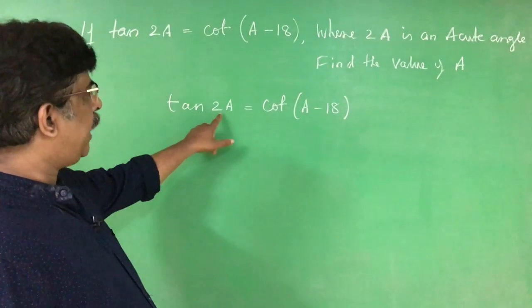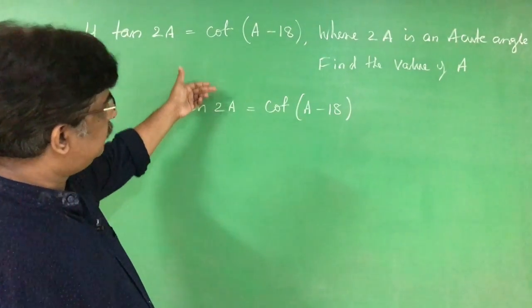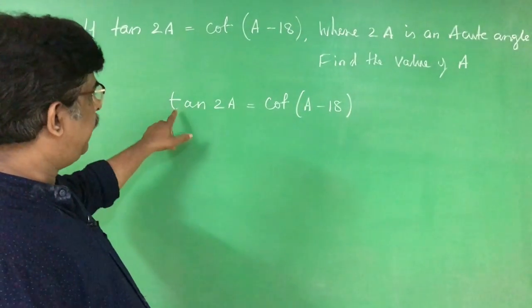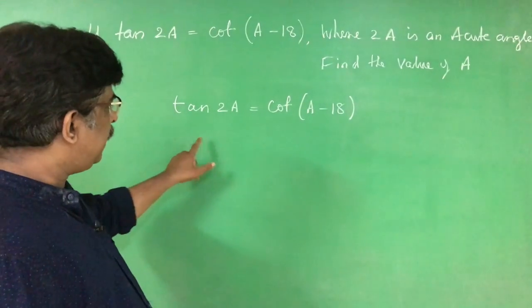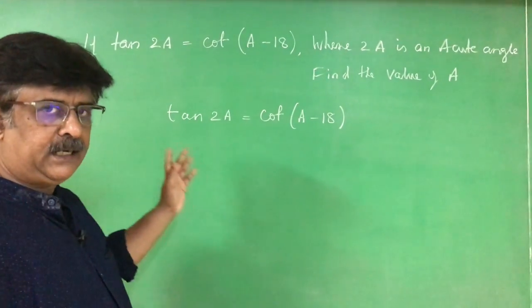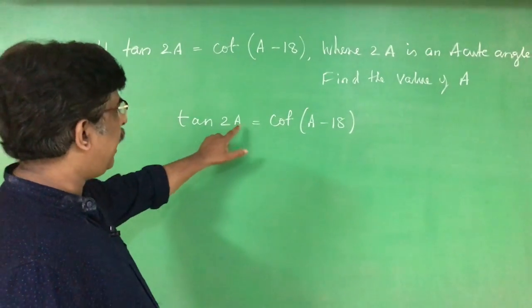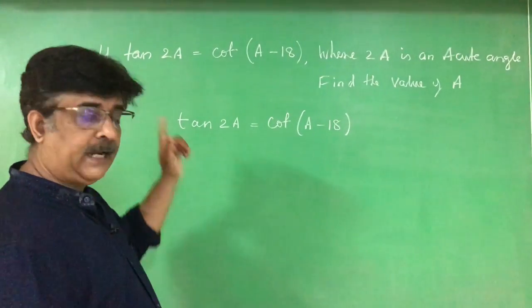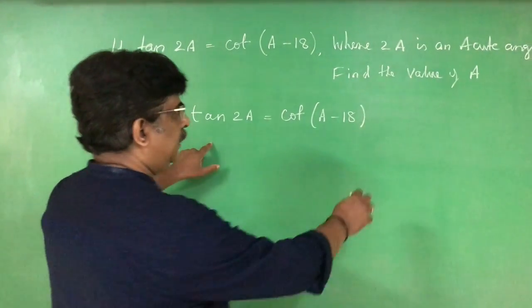See, tan 2A, to make it cot, it should be written as cot(90 minus 2A), right? Cot(90 minus 2A) is nothing but tan 2A. Cot(90 minus theta) is equal to tan theta. Therefore, tan 2A can be written as cot(90 minus 2A). I write that one. This is the given part.